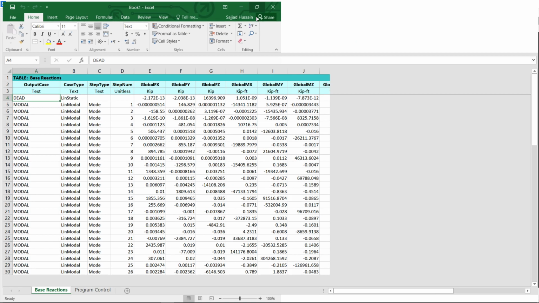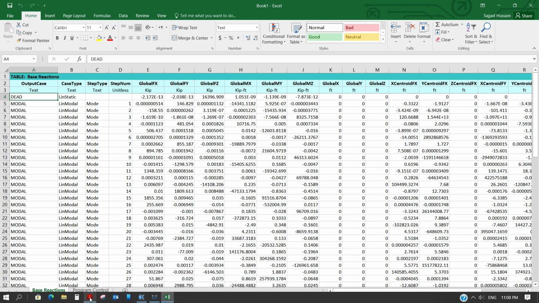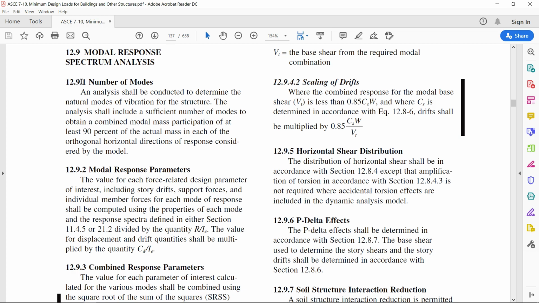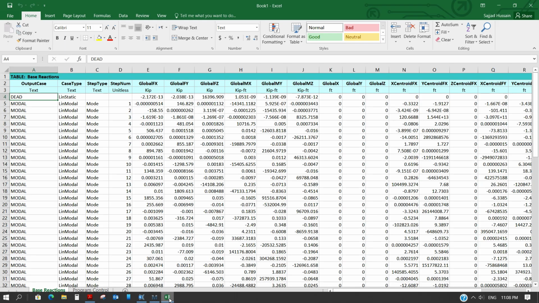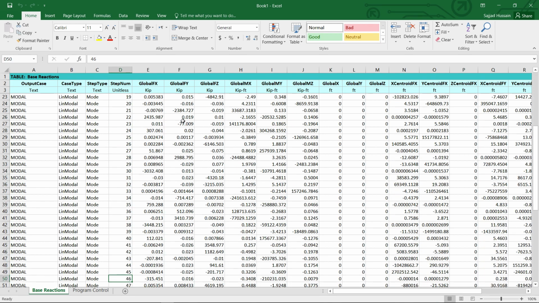Here is the Excel sheet. Now what we have to do, as per 12.9.1, we should have at least the number of modes so that our modal participation factor should be more than 90%, which we have achieved. Then it says that the sum of all the modes should be divided by the quantity R over IE. So let's see what result we are getting over here. All mode shapes are here from 1 up to 50.